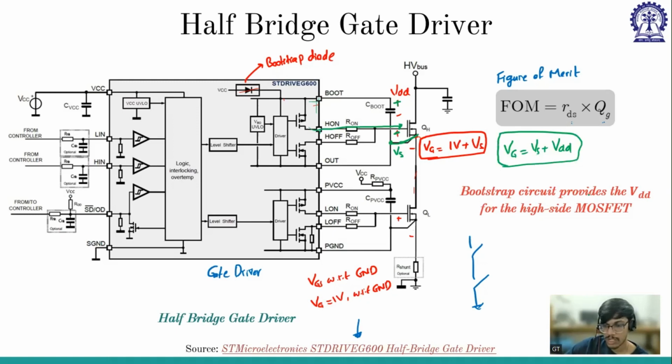So this bootstrap circuit provides this external VDD or VCC for the high side MOSFET. So I am supplying VG with respect to VS. For that purpose I'm charging the capacitor, and I'm using this capacitor voltage to turn on the high side MOSFET. This mechanism or architecture is called a bootstrap circuit, and that's why this is called a bootstrap capacitor. Is that clear?